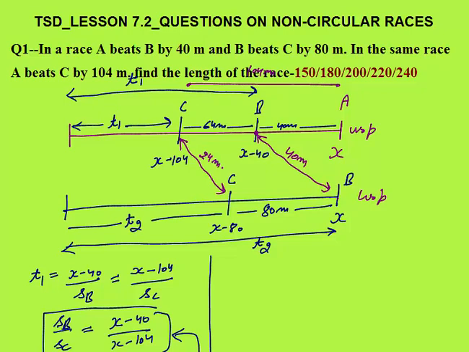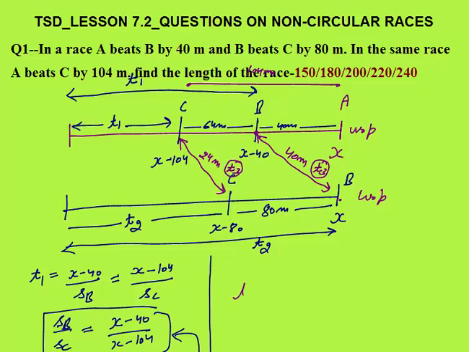80 plus 24, 104. So in any time, let's say T3 time, B reached from here to here, that is 40 meter. B won the race. Where was C? C was 104 meter behind the winning post. Now C is only 80 meter behind the winning post. So C covered 24 meter in the same time T3.